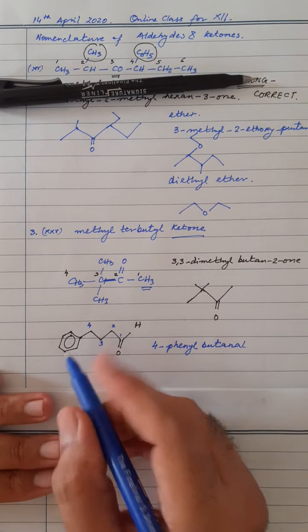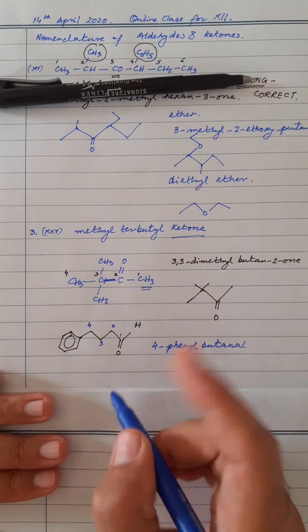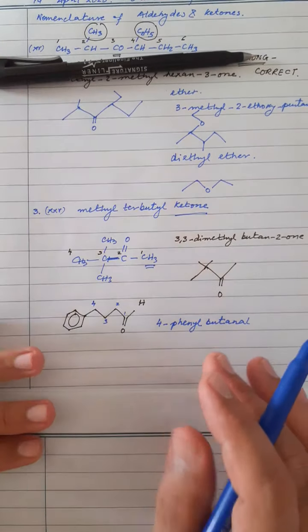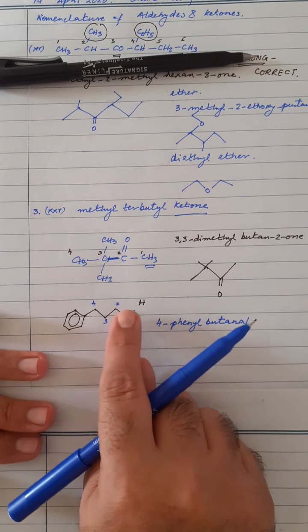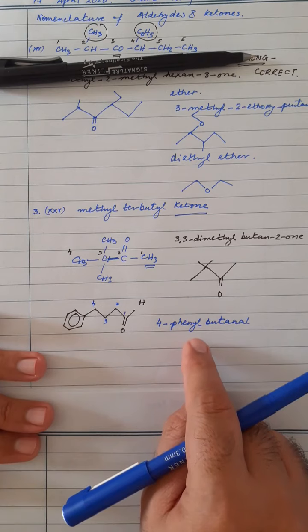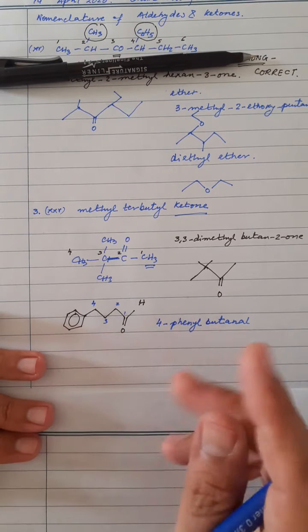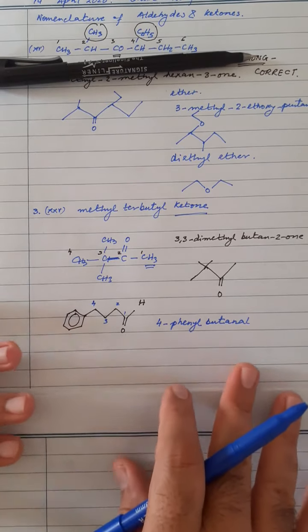Because benzene's derivative, when attached somewhere, it's called phenyl. So I think it's clear. It's very easy. 4-phenyl butanol. If you make these 5 carbons, 4-phenyl pentanol. And if you make more phenyls, that so on and so forth.